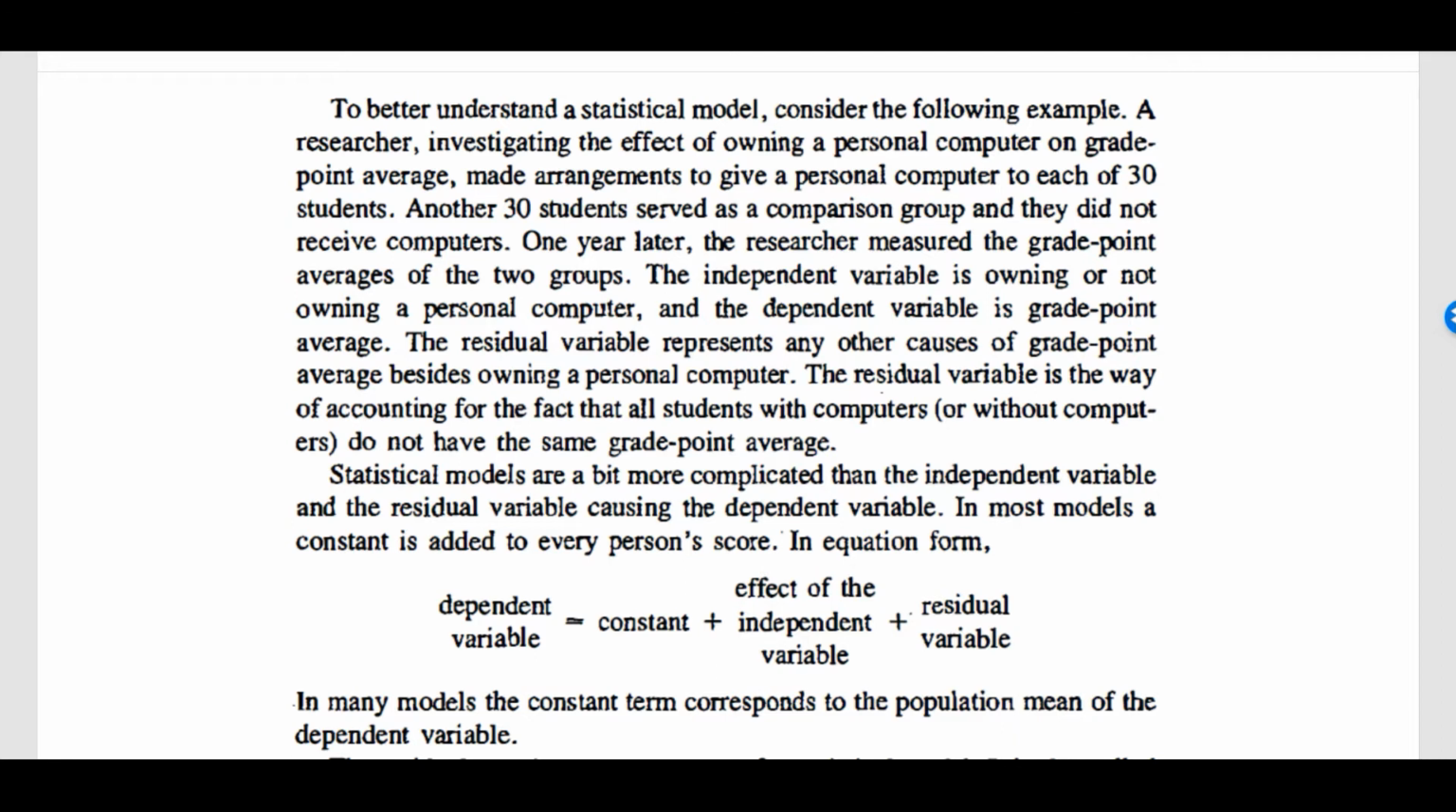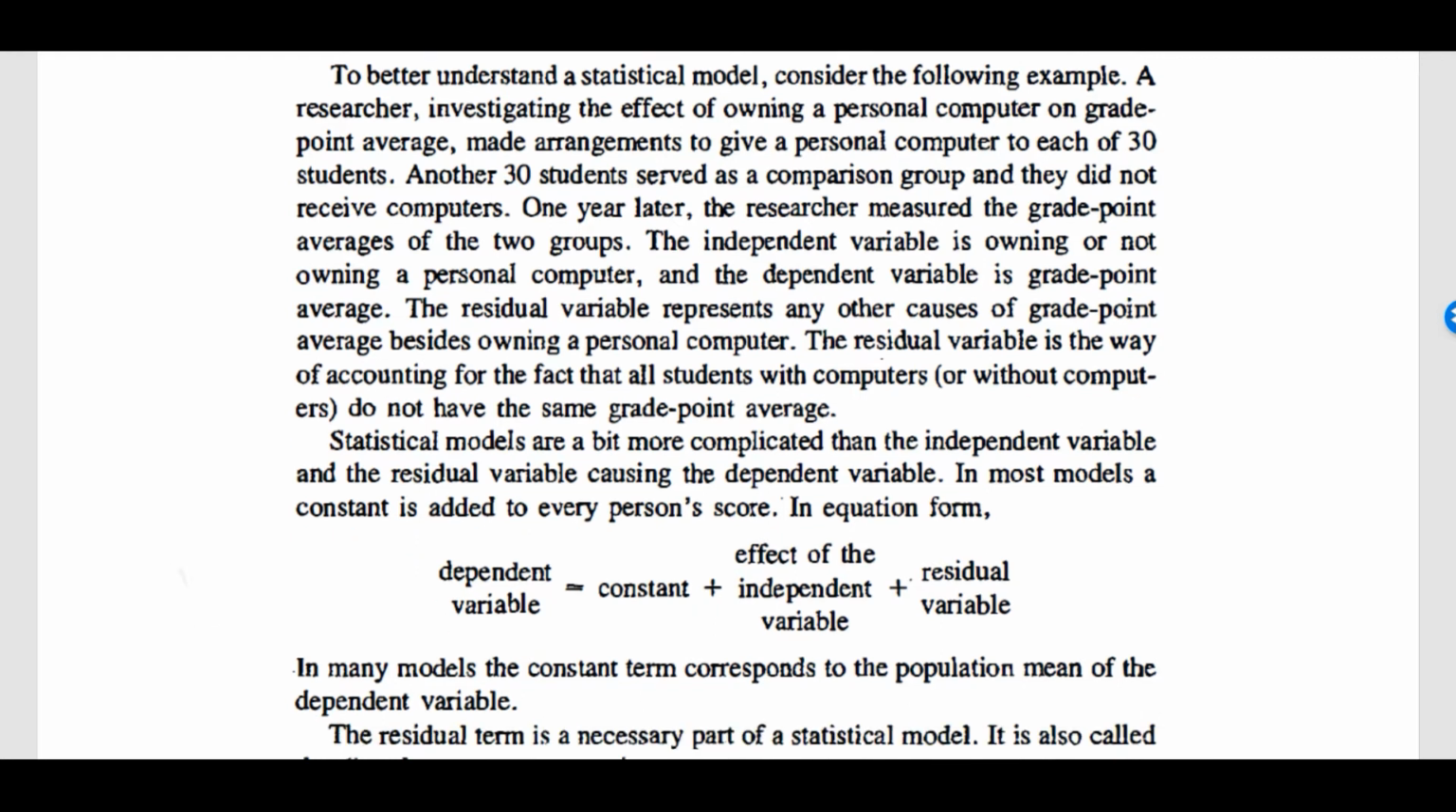The residual variable represents any other causes of grade point average besides owning a personal computer. The residual variable is the way of accounting for the fact that all students with computers or without computers do not have the same grade point average. Statistical models are a bit more complicated than the independent variable and the residual variable causing the dependent variable.